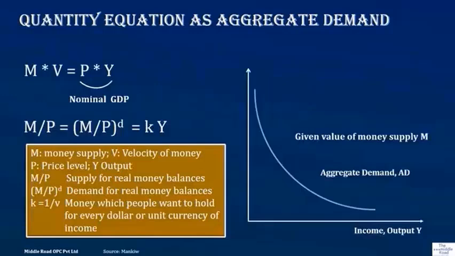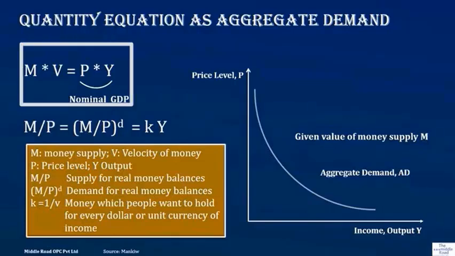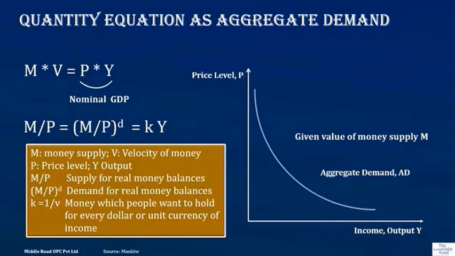To understand why, we'll now look at why the aggregate demand curve is sloping. The concept we have looked at is the quantity theory of money. So MV is equal to PY. PY is the nominal GDP or nominal output. M/P is the supply of real money balances, and M/P to the power D is the demand for real money balances. K is 1/V, which is the inverse of velocity. In this function, velocity is stable. We keep velocity fixed and look at the different variables.